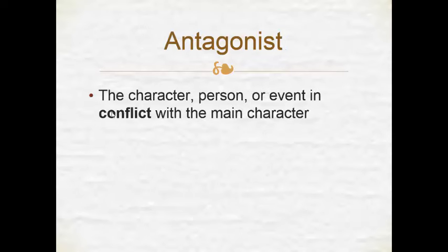The antagonist is the character, person, event, or thing in conflict with the main character. This might be the protagonist themselves. This could be another character. This could be a natural disaster. It could be anything that comes in conflict with our protagonist.